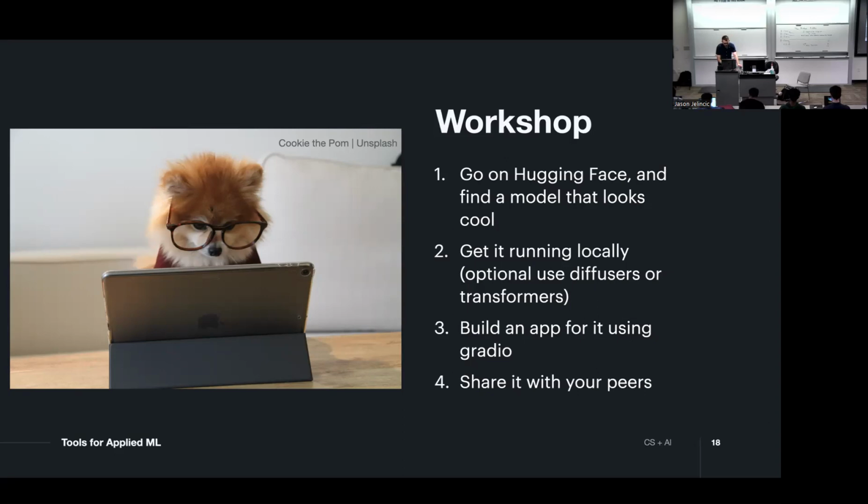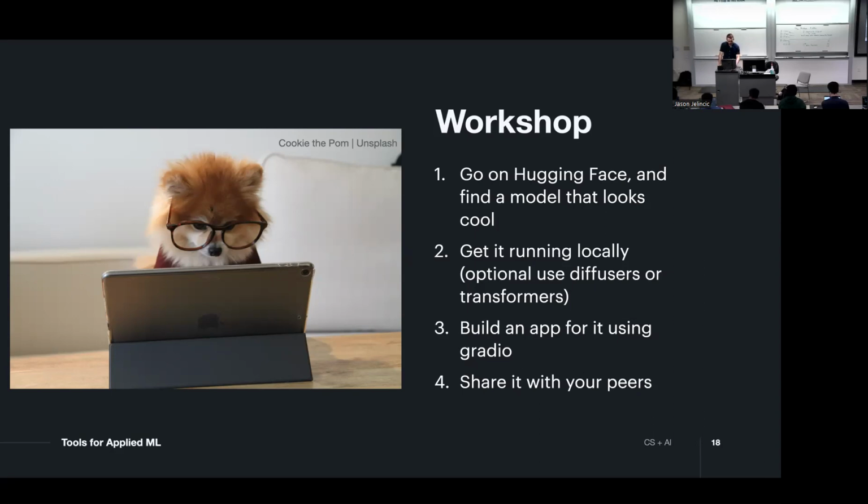Sweet. So I'll just cover the workshop. It's basically what I did a couple of times in the talk, where we're going to define a problem, your own problem, whatever you want to solve. Then go to Hugging Face and find a model that looks cool, do your research, pull it down locally using something like diffusers or transformers, and see if you get the model running locally with just a single input and producing a single output. And then use Gradio to build an application around it.